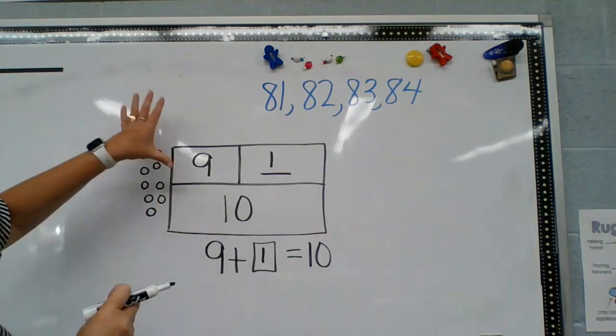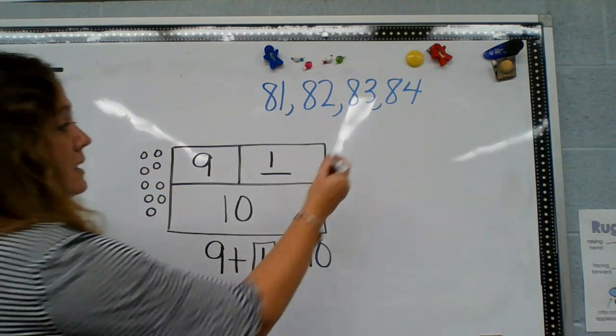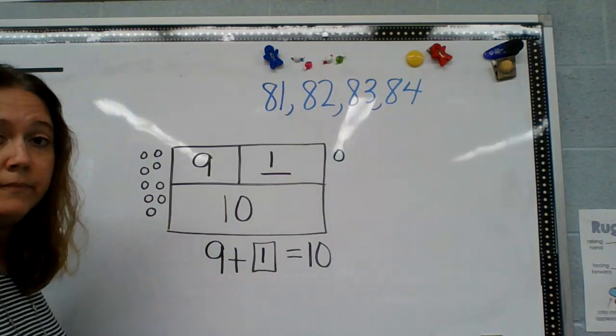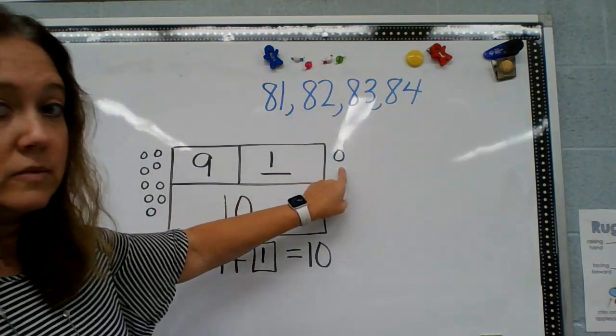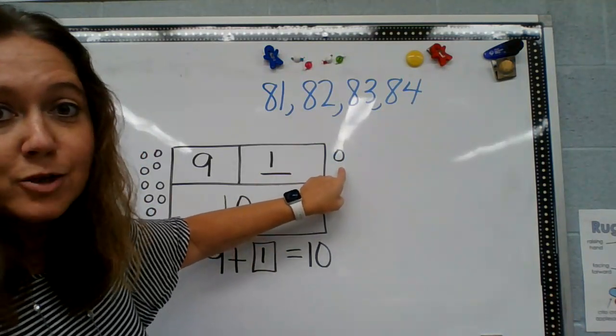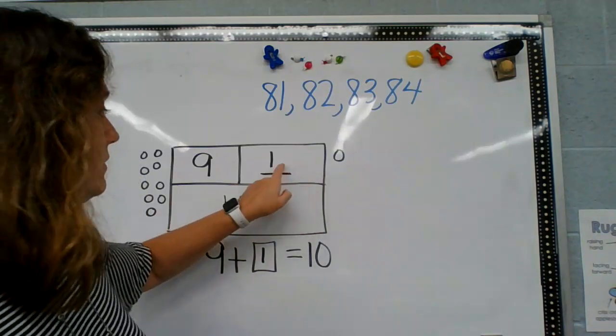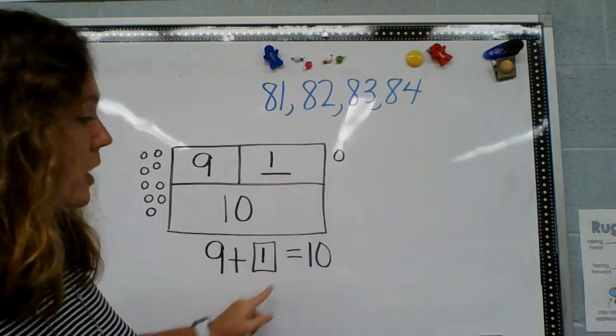So we know 9, 10. We came up with the same answer as when using our fingers. 9 plus 1 equals 10.